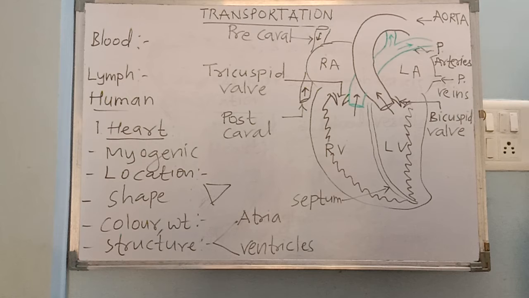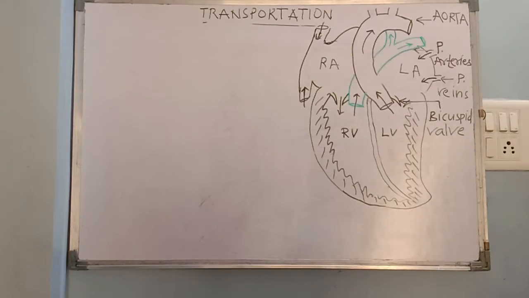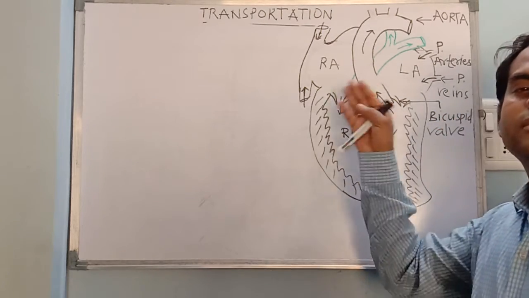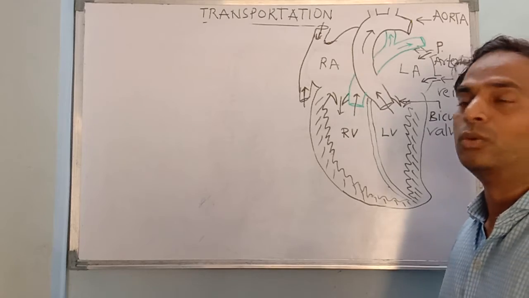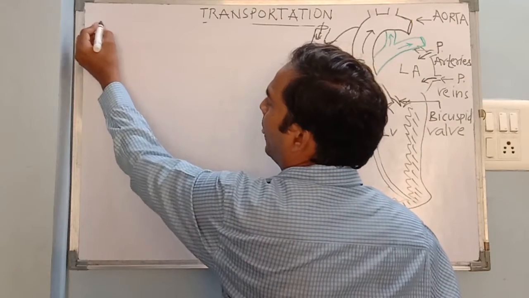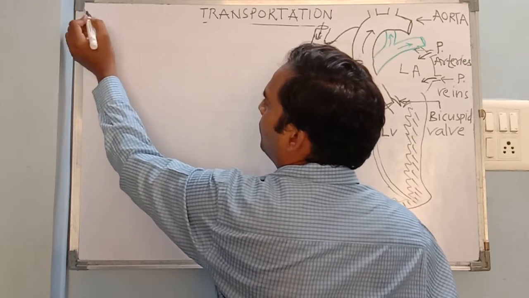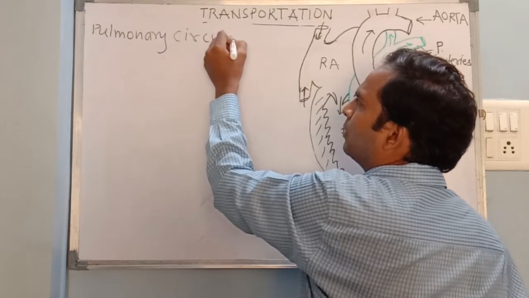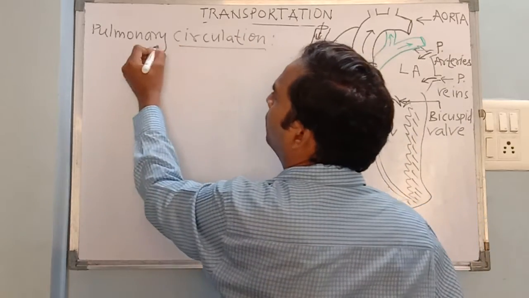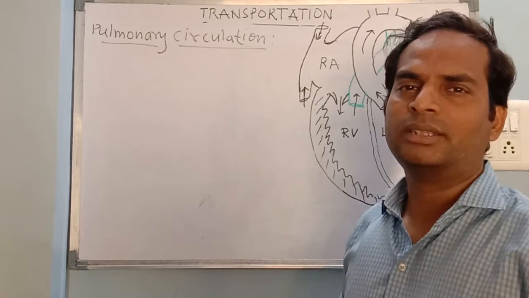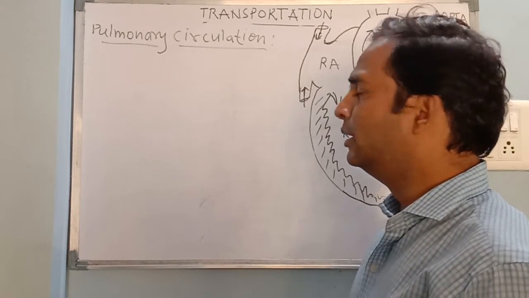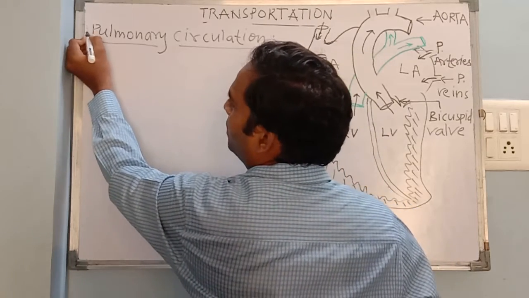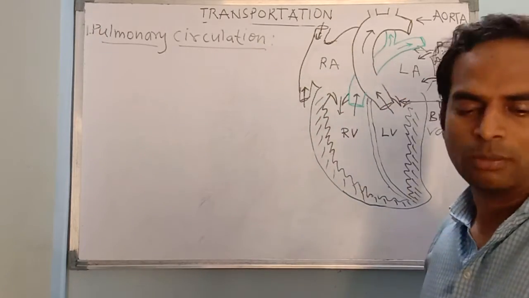So I hope you have got an idea about the basics and structure of your heart and what the details are. The entire circulation of the heart we can broadly divide into two types. The first is pulmonary circulation. This is the circulation of impure blood. And the second type would be systemic circulation. That would be the circulation of pure blood.